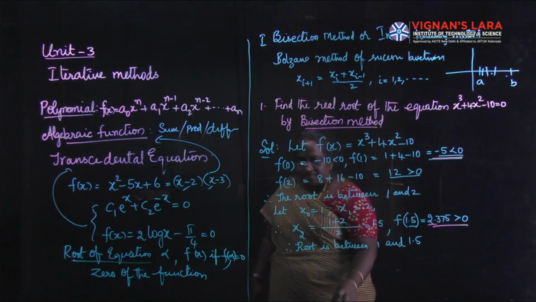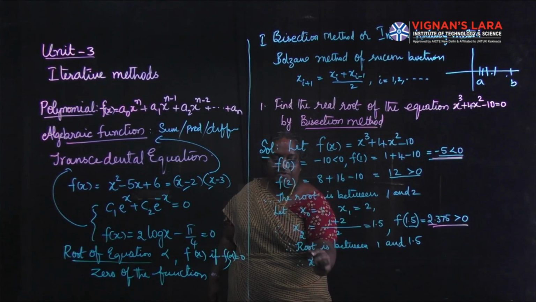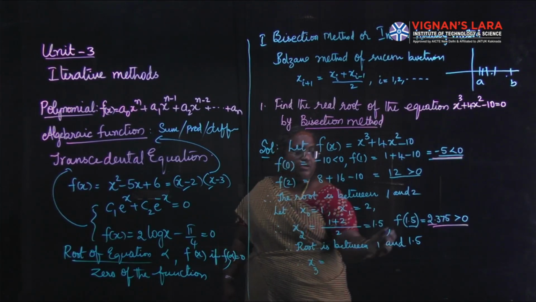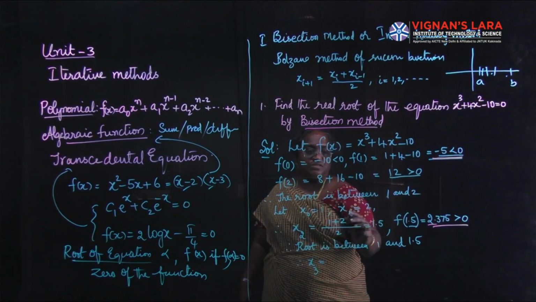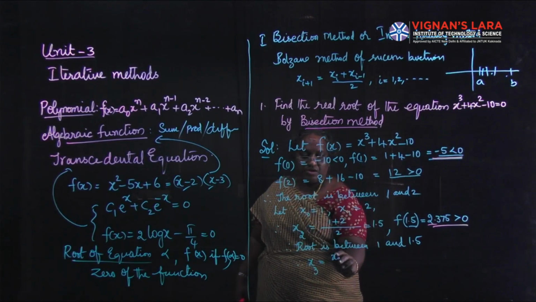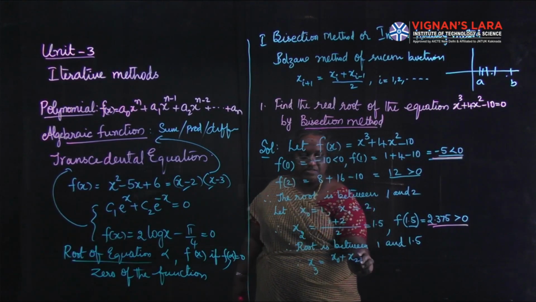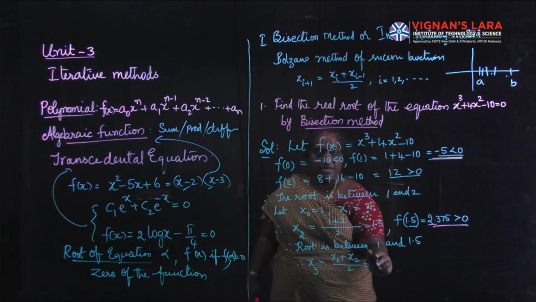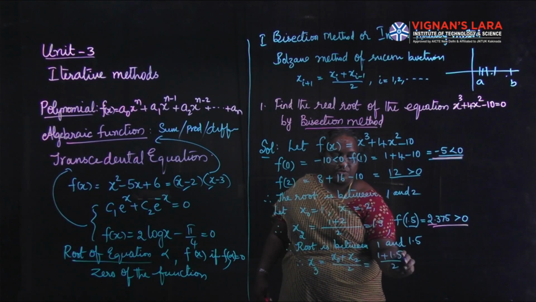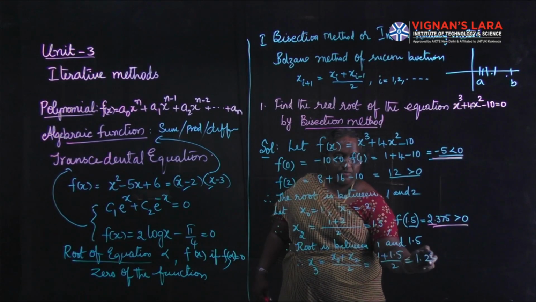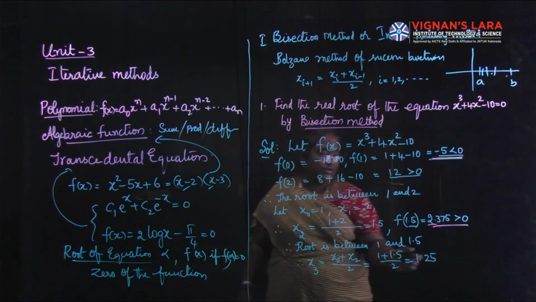Now again we will find the next approximation, x3. Minus 5 is less than 0, which corresponds to 1, that is x0. And 1.5 is x2. So x3 is x0 plus x2 by 2, which is (1 plus 1.5) by 2, that is 1.25. Again we will find f of 1.25.